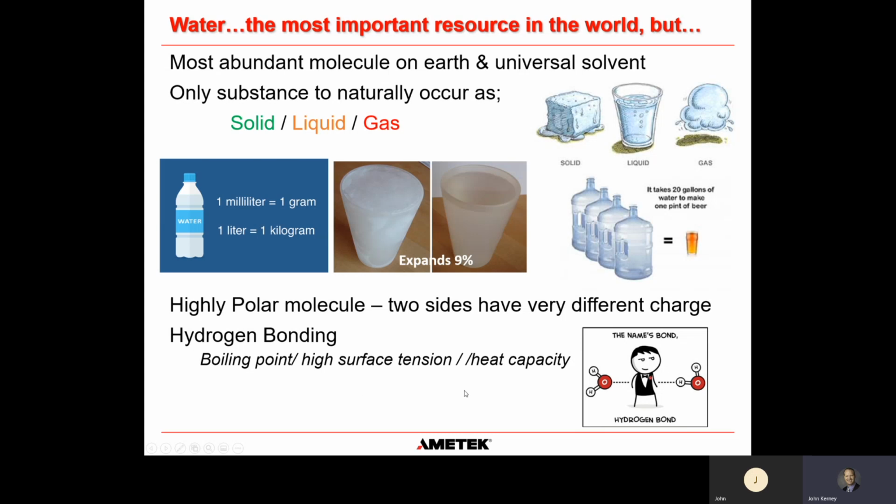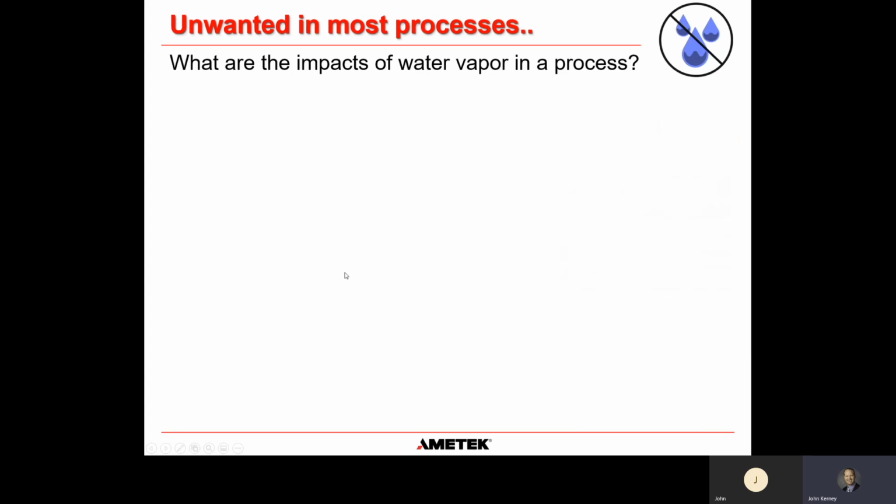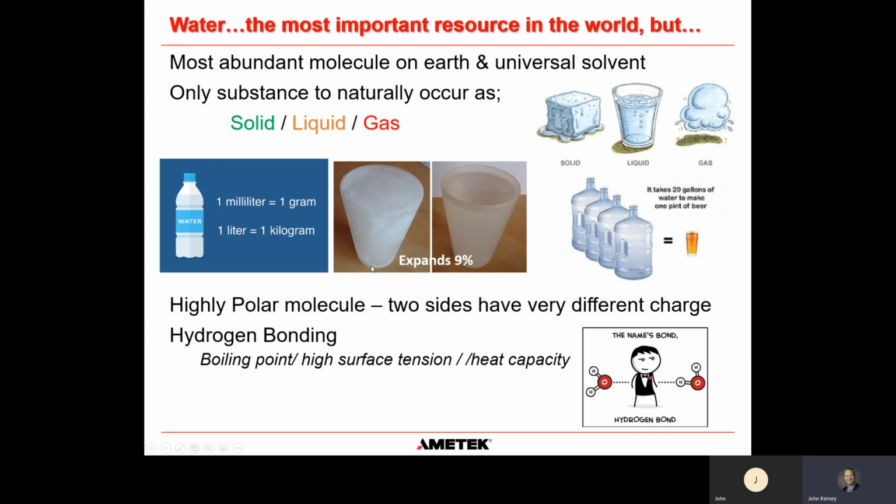We'll talk a bit about that absorption and how that manifests itself in the measurement and the behavior of water in industrial processes.